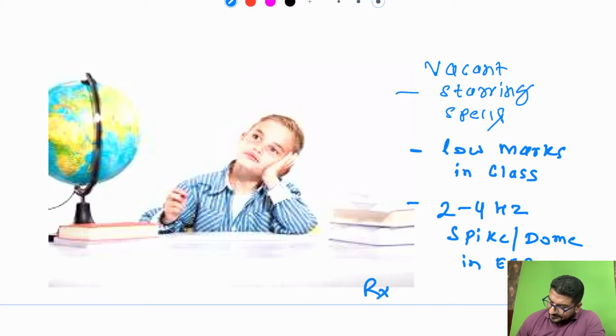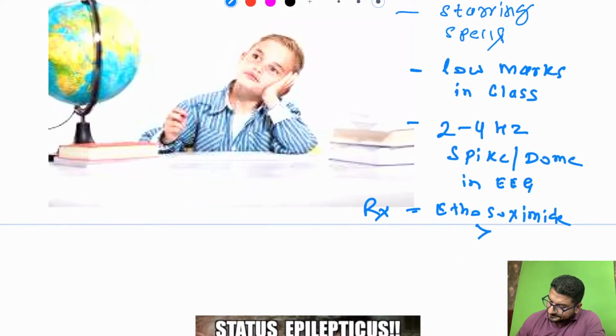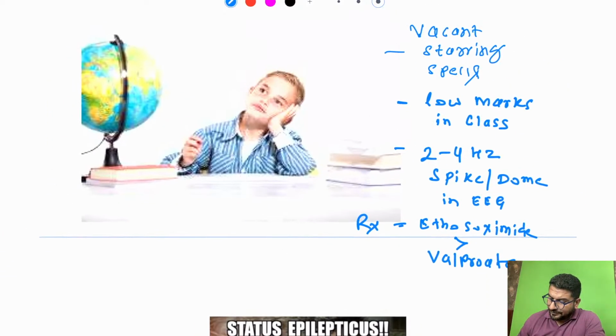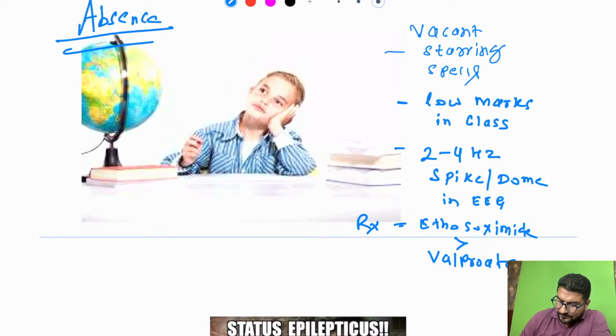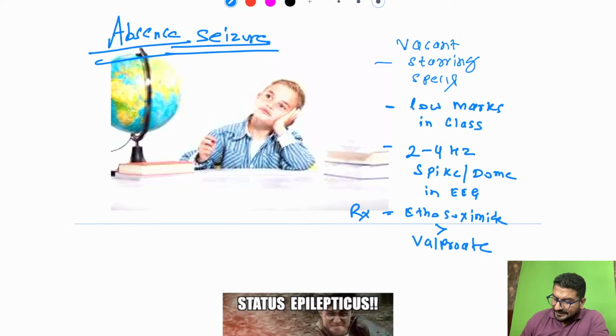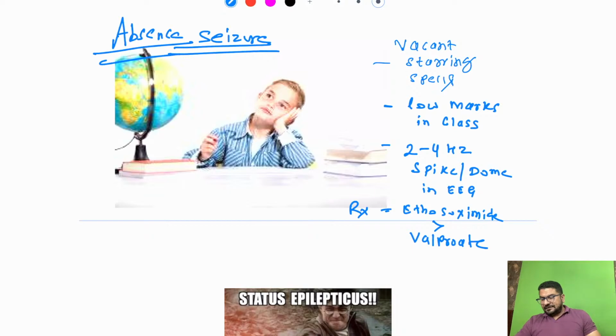And in treatment, what do we give? Anyone? We give ethosuximide. If ethosuximide is not in the options, then we can choose valproate. So this is about your absence seizures. Absence seizure is also called petit mal epilepsy or absence seizures.